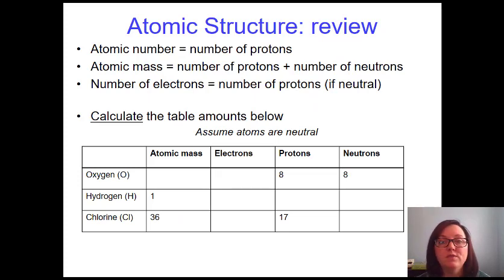So let's review all of these subatomic particle concepts that we've talked about. Right? Don't forget the atomic number is equal to the number of protons. The atomic mass is equal to the number of protons plus the number of neutrons. And the number of electrons is equal to the number of protons, assuming the atom is neutral. So what I'd like you to do is to pause the video and complete this table by filling in the blanks. So I want you to calculate the table amounts below. Don't use a periodic table to look up the information. I want you to calculate the missing information here. And then we'll take a look at the answers.